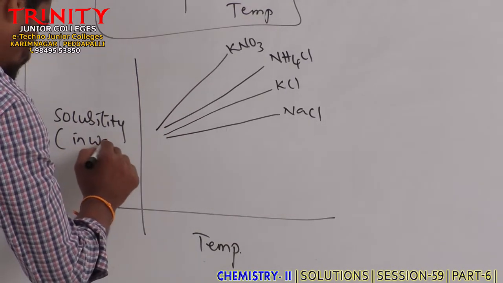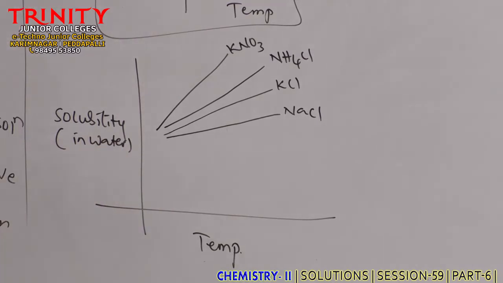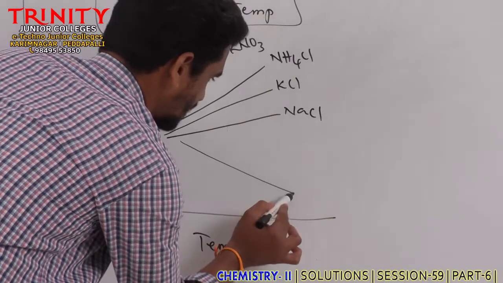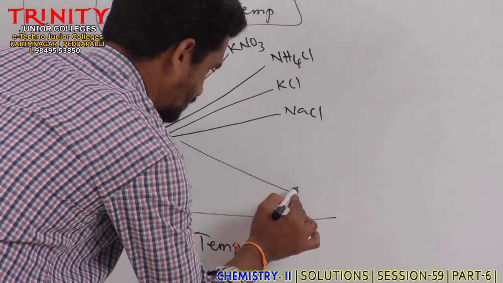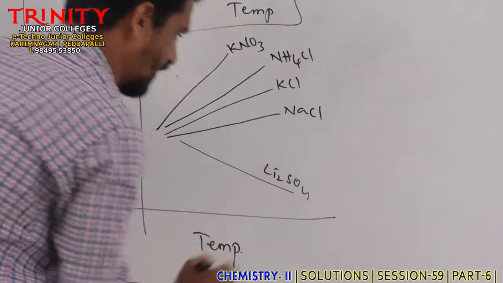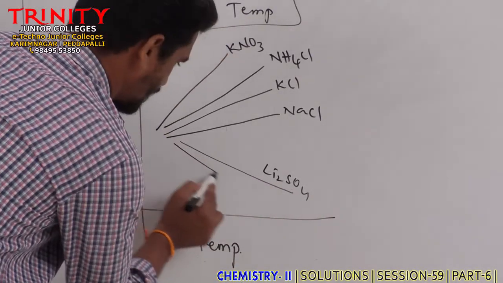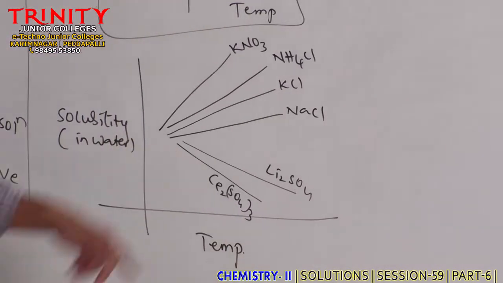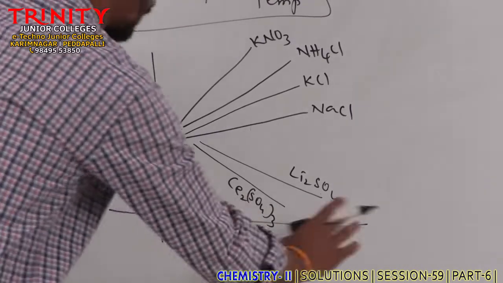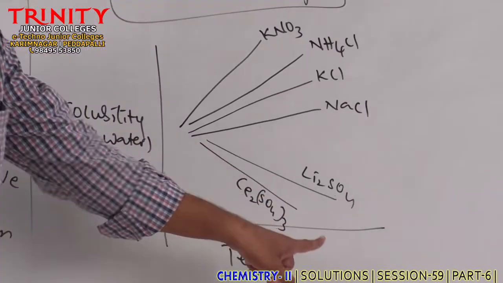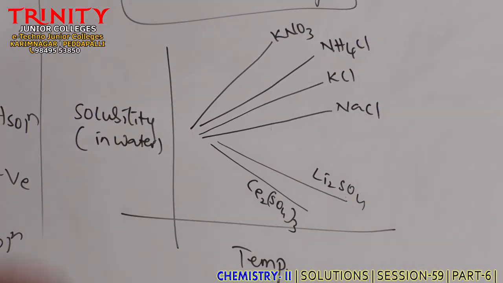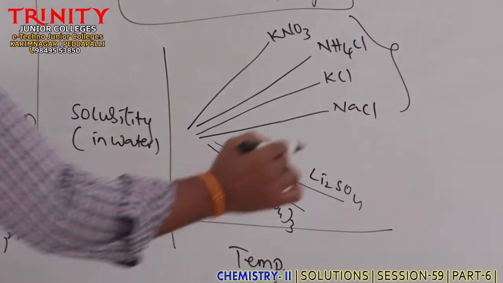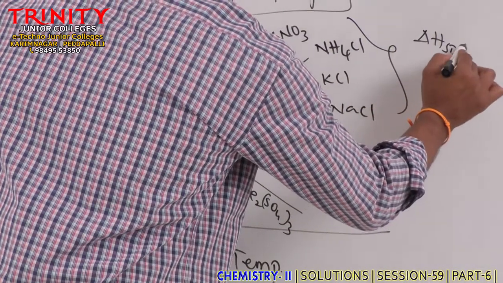The liquid is water. Now, if you take lithium sulfate, Li2SO4, the solubility decreases with the increase in temperature. And even cerium sulfate, Ce2(SO4)3, cerium belongs to the f-block. For cerium sulfate, as the temperature increases, its solubility decreases. Means from these, we can say, for these solutes the enthalpy of solution is positive.